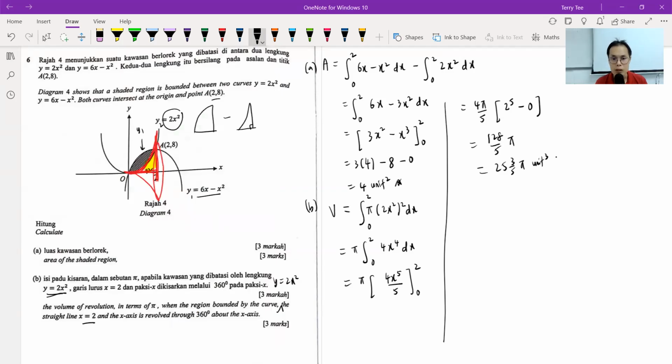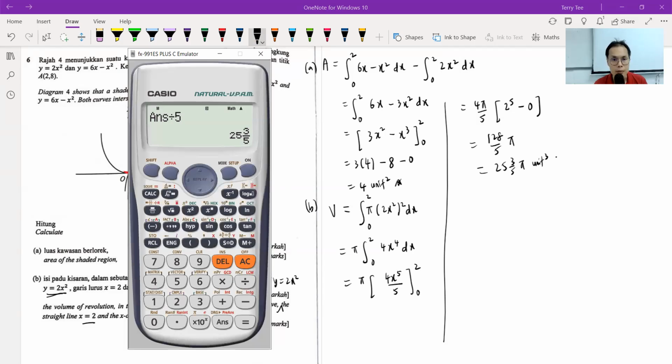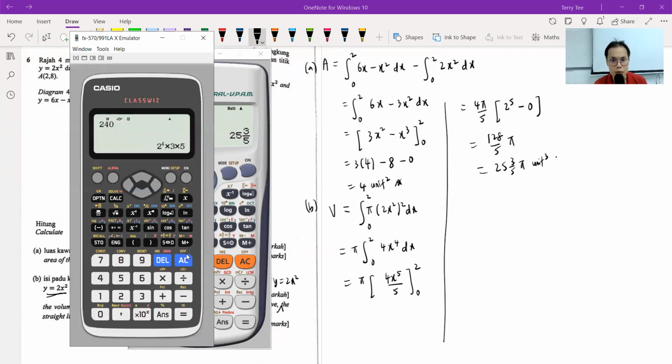Now take note that we can always use your calculator to double check, whichever calculator you're using. If you're using this one, just integrate. The integration button is here. Let me use this for the second one: 4x to the power 4, lower limit 0, upper limit 2. But we drop the pi. There's no pi here. See, 128 over 5, or 25 and 3/5 pi.